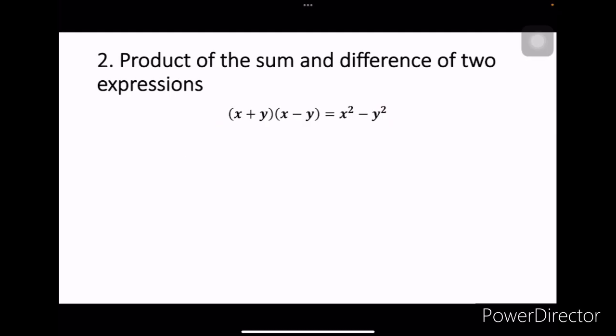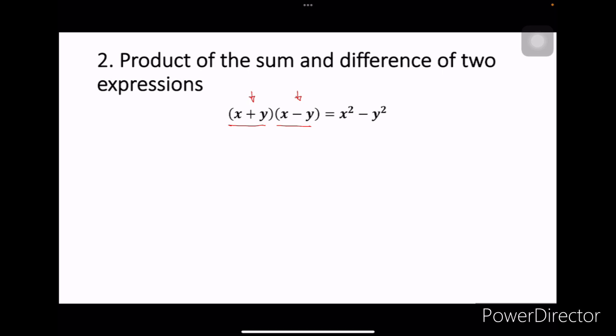Now let's move forward to the product of the sum and difference of two expressions. What does two expressions mean? You have this expression here, which is the first expression, and another expression here, which is the second expression. Now, the sum and difference means the operation between these two terms is addition and subtraction. You simply multiply these two expressions.